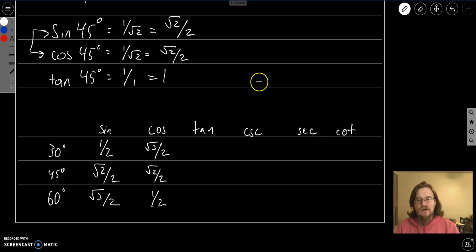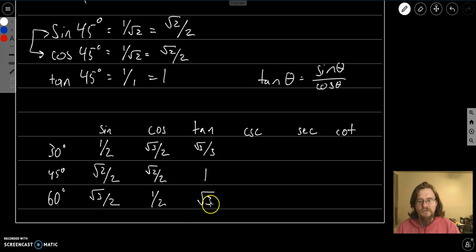And then tangent, we saw one identity last time. That was the tangent of an angle is going to be the same as the sine of that angle divided by the cosine of that angle. So once you know the sine and the cosine, the tangent is pretty easy. Sine divided by cosine, so it's going to be 1 divided by the square root of 3, but we'll probably rationalize the denominator, so you get the square root of 3 over 3. For 45, these two numbers are going to be the same, so the tangent is just going to be 1. And in this one, we've got the square root of 3 over 2 divided by 1 over 2. The halves cancel, and we'll just get the square root of 3.